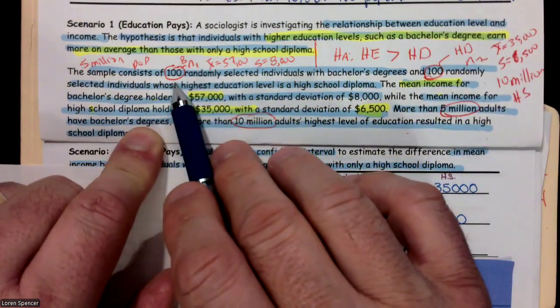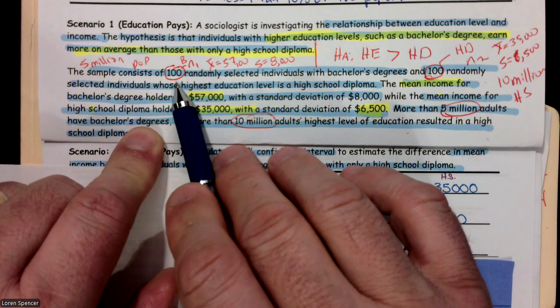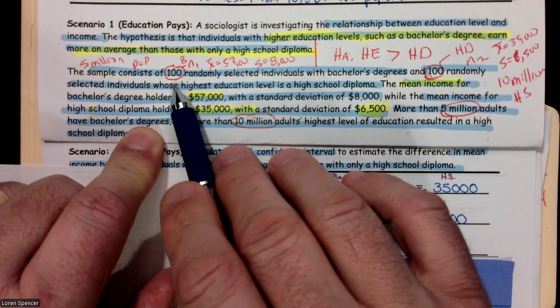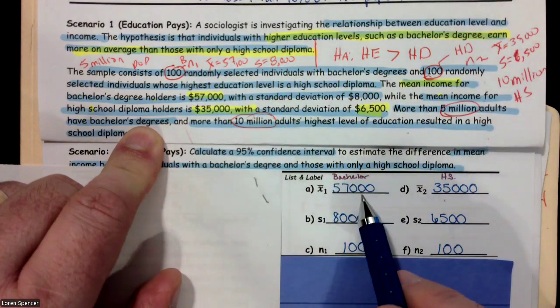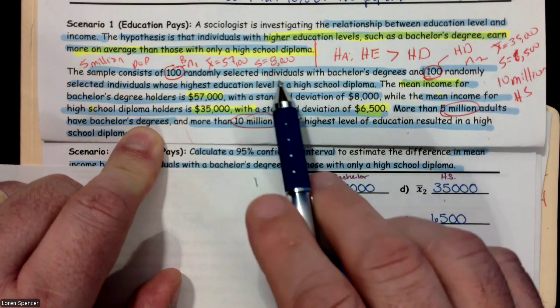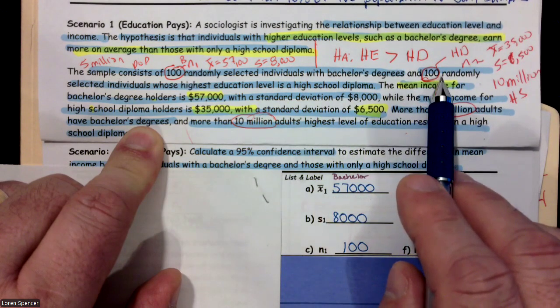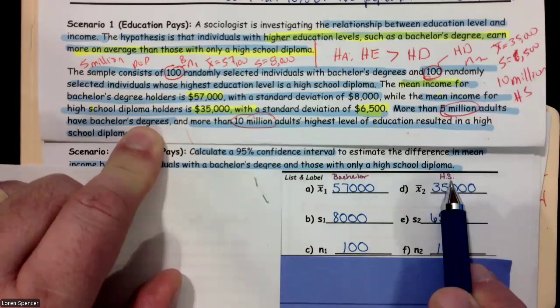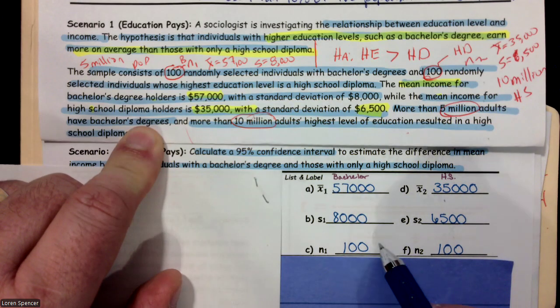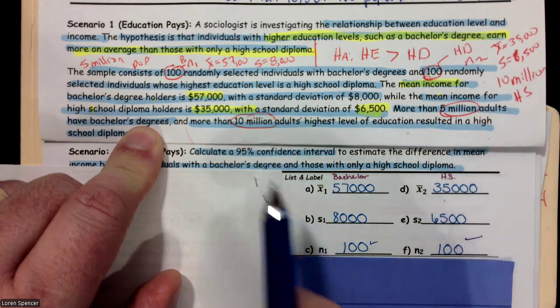The sample consisted of 100 randomly selected individuals. So we had a sample size of 100 with bachelor's degrees. So this is our bachelor's degrees with 100, and that's what we have here. And then we said we also had 100 randomly selected individuals whose highest education was a high school diploma, which is what we have right here. And so there's our samples, 100 and 100.